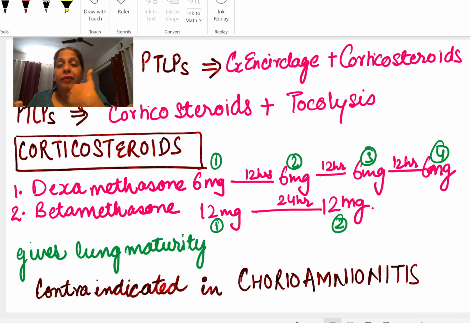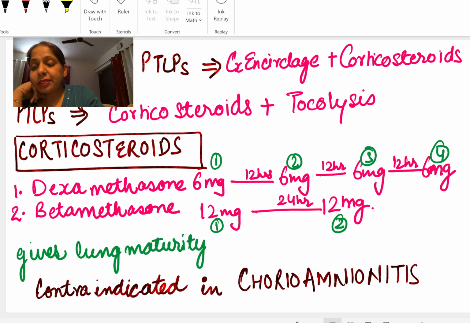So on one side we are giving the steroids to increase the lung maturity, and on the other side we are predisposing the fetus to infection. So we will not do this, because it is highly contraindicated. If a mother has chorioamnionitis, then we will not give the mother steroids.